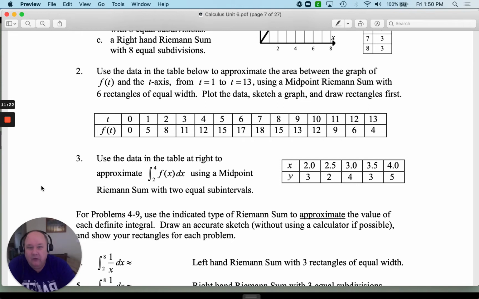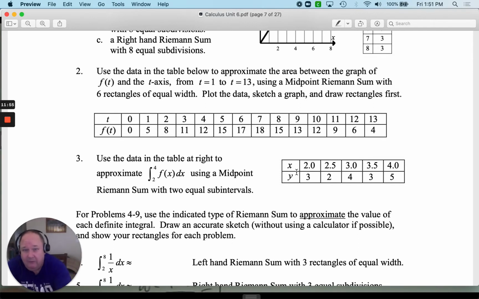It says use the data in the right table, in the table at the right, to approximate the integration from 2 to 4 f at x using a midpoint with 2 equal sub-intervals. So first, I take the bounds and subtract them, and then divide by 2. So the width is 4 subtract 2 divided by 2. So the width of each one is 1.